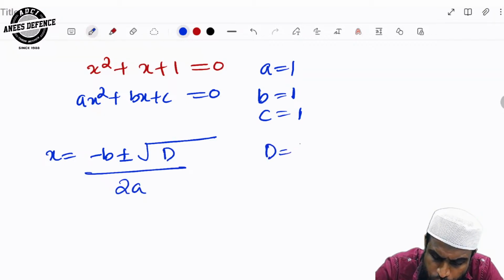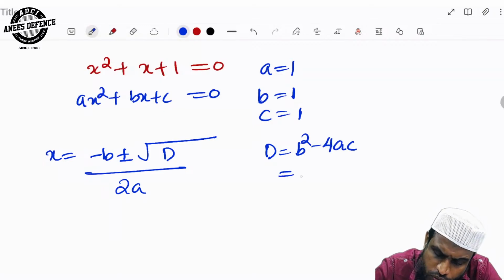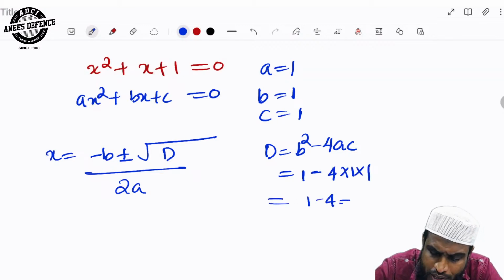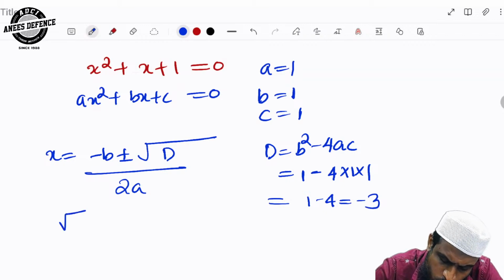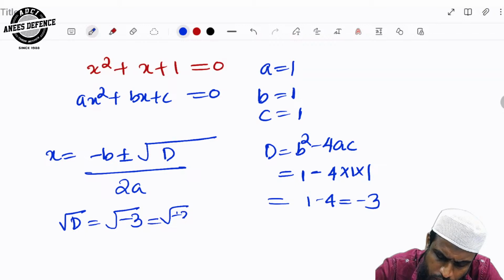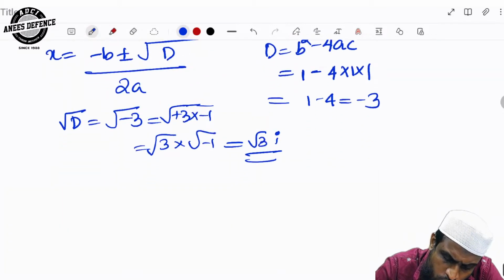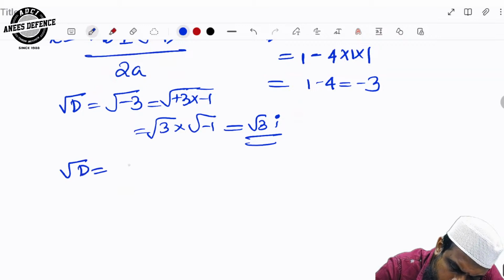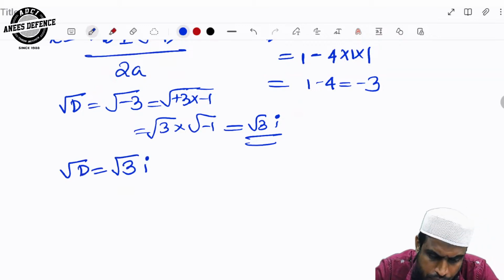So D is equal to b square minus 4ac. So b square is 1, minus 4 into 1 into 1. So 1 minus 4, you are getting minus 3. So root D is root of minus 3. That is, minus 3 can be written as 3 into minus 1. So that is root 3 into root of minus 1. That is root 3 iota. So root D can be represented as root 3 iota.